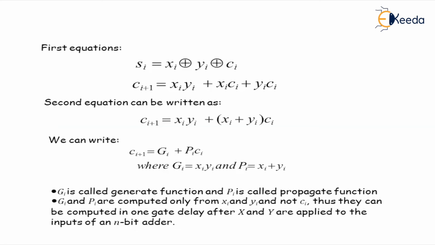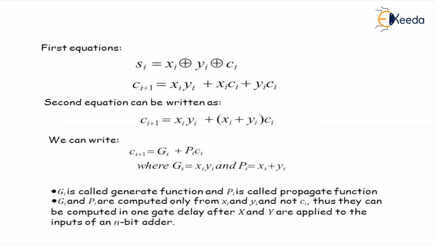You have the first equation, sum is equal to xi XOR yi XOR ci. Now c of i plus 1 is equal to xi yi plus xi ci plus yi ci. Now it can also be written as the second equation, c of i plus 1 is equal to xi yi plus (xi plus yi) into ci.